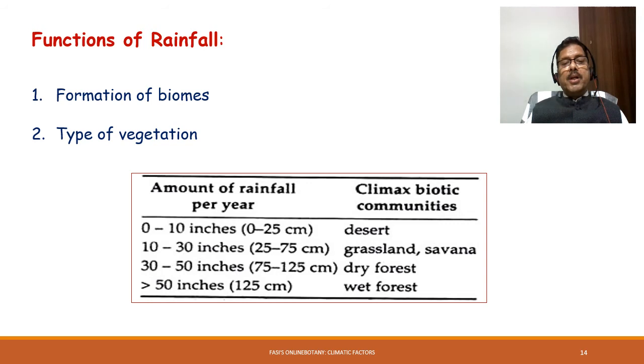So this is the summary of amount of rainfall per year and the type of climax biotic community. 0 to 10 inches, it is a desert. 10 to 30 inches of rain, it is grassland like savanna. 30 to 50 inches, dry forest. More than 50 inches, it is wet forest.